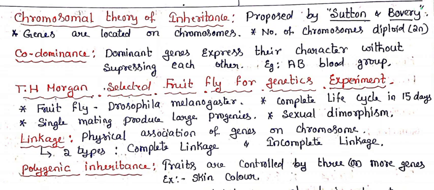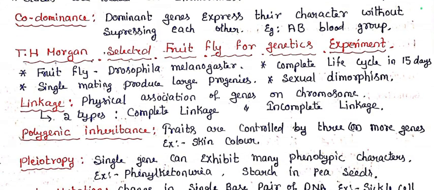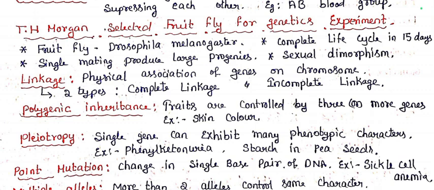Here genes are located on the chromosome, and the number of chromosomes is diploid in number. And the meaning of codominant: here both dominant genes express their character without suppressing each other. Example, the best example is AB blood group. And T.H. Morgan selected the fruit fly Drosophila for his genetics experiments. The characteristics for why he selected the fruit fly: it completes the life cycle in 15 days, a single mating produces a large number of progeny, and it shows sexual dimorphism.